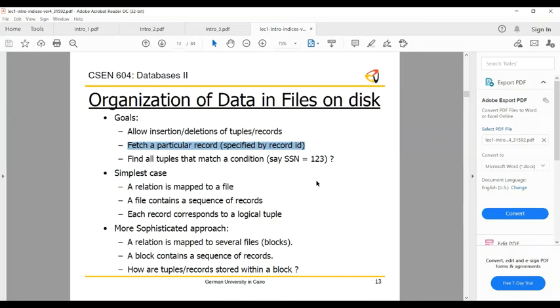So now the performance will be O of n. It is not the best solution. It will take much longer time.